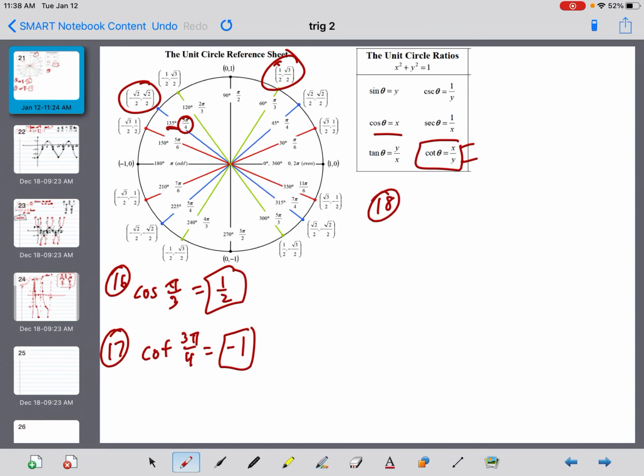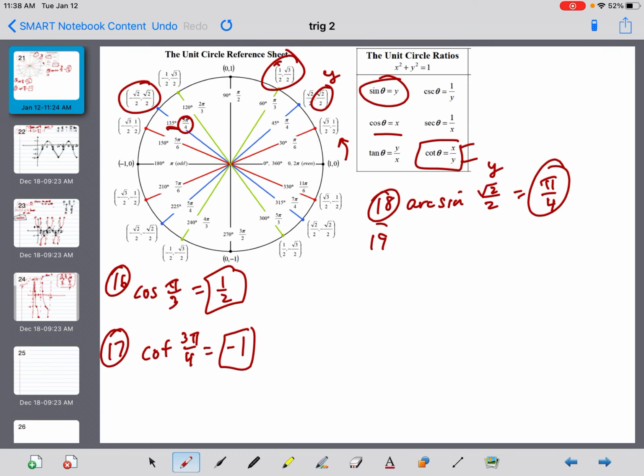Number 18. Number 18 is asking for the arc sine of radical 2 over 2. Well, the arc sine, you're looking for the sine, which is y. You're looking around the unit circle where you get this as a y value, square root of 2 over 2. So if we look, oh, right there it is. Square root of 2 over 2 is the y value right there. So arc sine of square root of 2 over 2 is pi over 4.